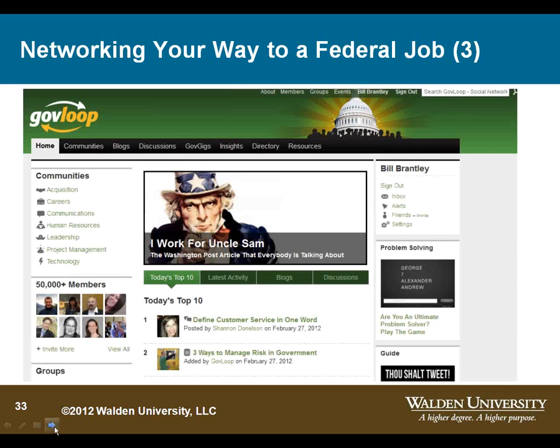This is GovLoop. It's kind of a Facebook for government employees. I've been on this for a long time. It's now past 50,000 members. I think it's close to 75. But essentially, this is where a lot of federal workers get on, state and local workers get on, contractors. They have just launched something called jobs.govloop.com, where they go through USAJobs and pick out the top 10 jobs for that week in various categories.